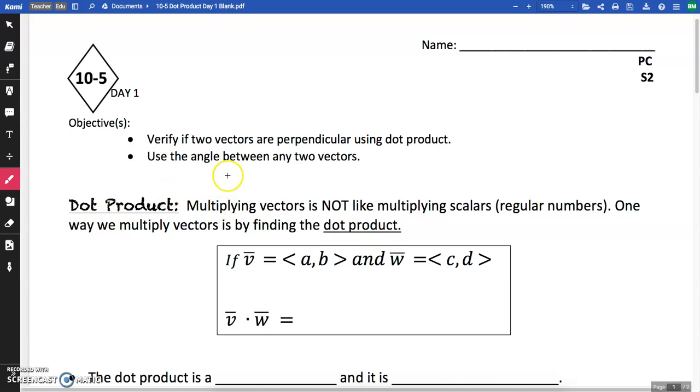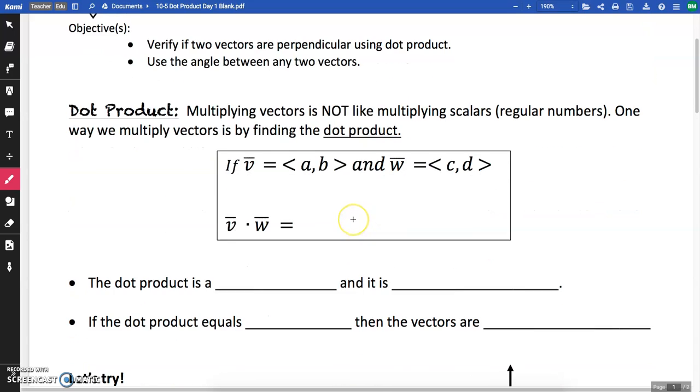Here it says multiplying vectors, like actual vectors together, is not like multiplying scalars or regular numbers. It's not like multiplying 5 times 2. One of the ways that we can multiply vectors is by finding what's called the dot product of those two vectors. It works pretty simple. In our box here, we'll fill in how to do it.